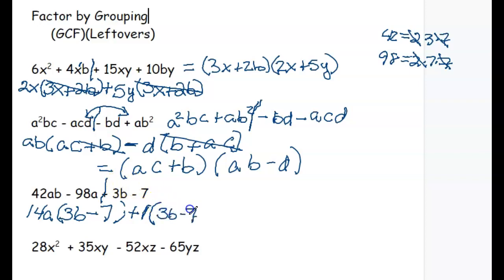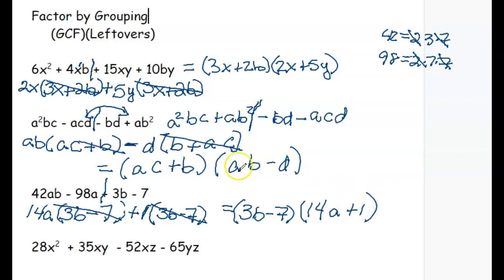3B minus 7. Okay, so now magically 3B minus 7 is my greatest common factor. Hooray! So there was a purpose to that 3B minus 7 not having a greatest common factor. But I need to remind myself to put that 1 there, otherwise I won't know what my leftovers are. When you write this, there should always be 2 terms in that leftover part. So if I didn't put this 1 here, it would just be 14A, and that wouldn't work. So 14A plus 1 is my second part.